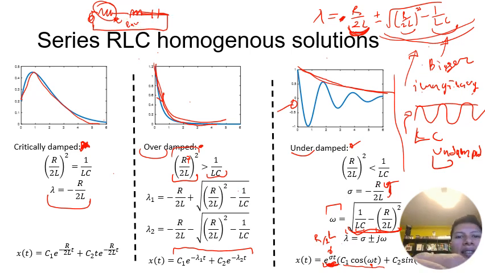So keep that in mind as you analyze these circuits. That's why you see this R in the numerator. When LC becomes bigger, you become more underdamped. When LC becomes smaller, you become more overdamped. When R increases, you become more overdamped. When R becomes smaller, you become less damped, or underdamped. Okay, so that's it for this particular circuit.